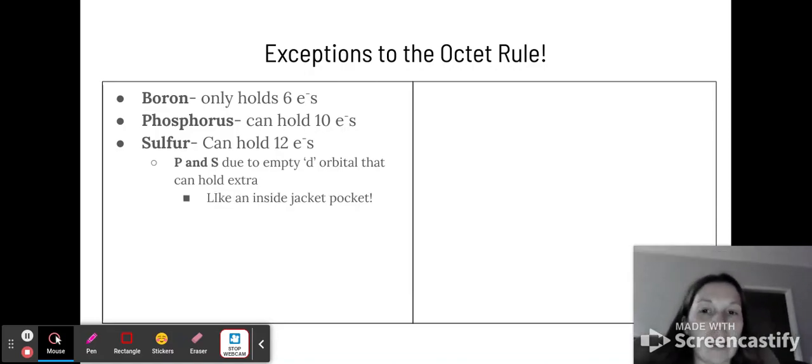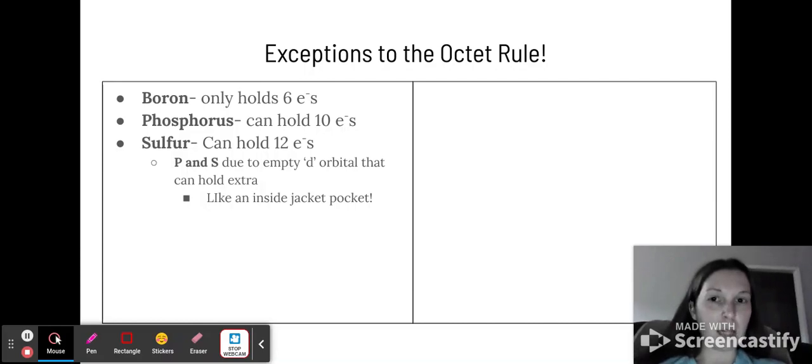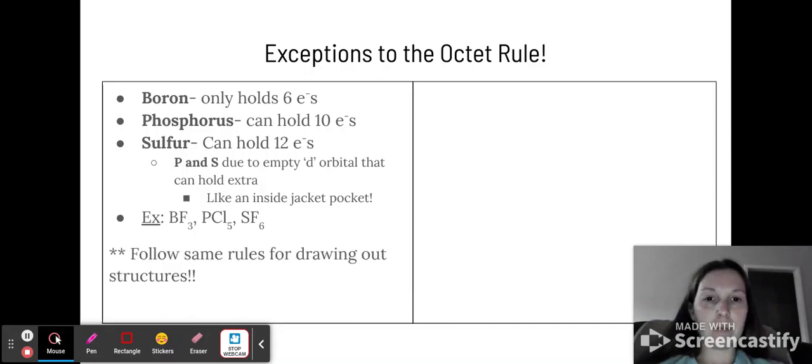So I like to say to think of this as like an inside jacket pocket. So you have jackets that have pockets on the inside. You never really use them for anything, but they're there if you need them for space. That's what your d orbital is. Doesn't have to be used, but it can be if necessary. So some examples here are BF3, PCl5, and SF6. And follow the same rules for drawing out these structures.